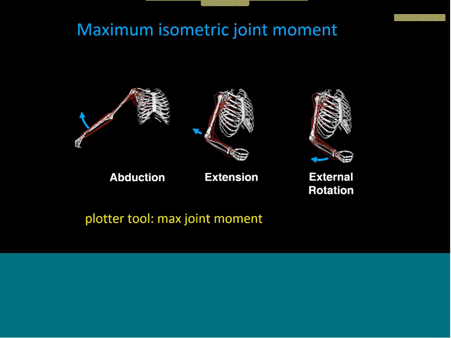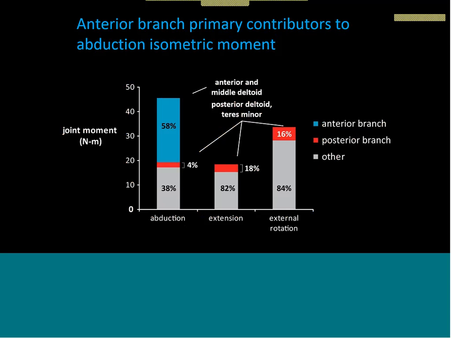So first we'll look at the isometric joint moment, and we looked at three different joint moment directions: abduction, extension, and external rotation. And again, using the plotter, we looked at the maximum joint moment and looked at which muscles were contributing. And so we can see very quickly that blue, which is the anterior branch muscles, are extremely large contributors to abduction. And so they're really important, and you can understand why they would be good targets for restoration.